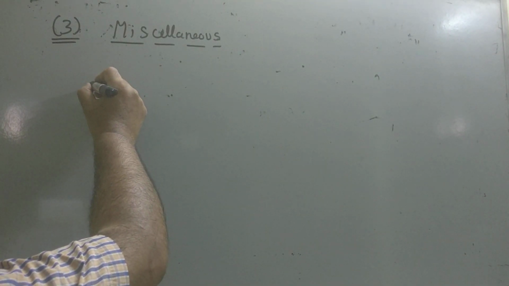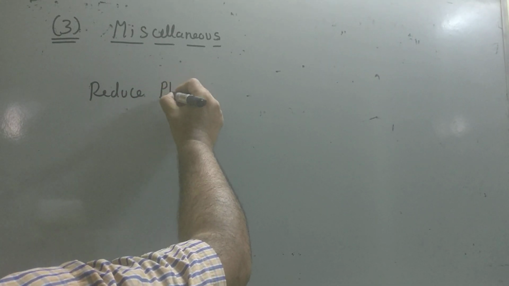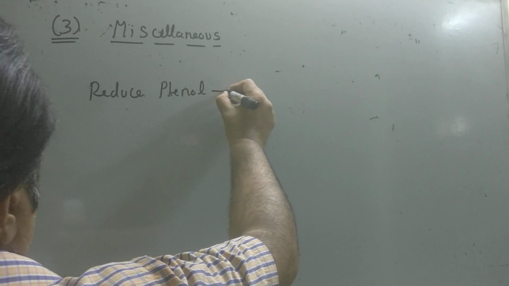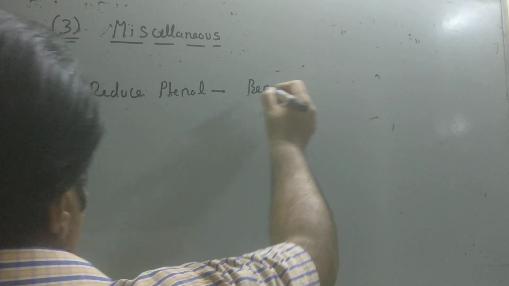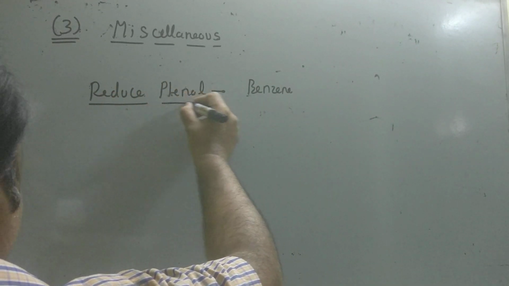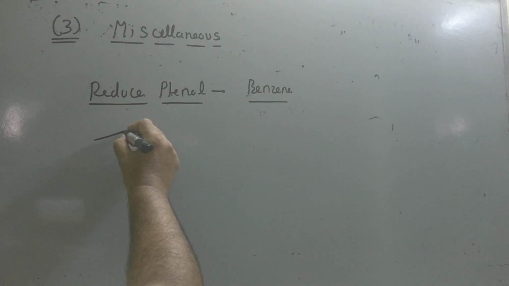It has been found that you can reduce phenol into benzene. You know what reduction stands for? Reduction means removal of oxygen. So phenol, if you remove oxygen, is going to get reduced to benzene. Let's see how we remove oxygen from phenol.